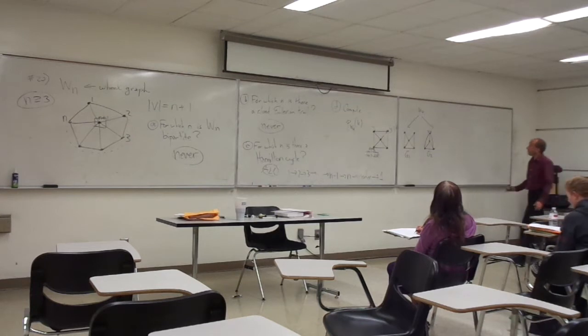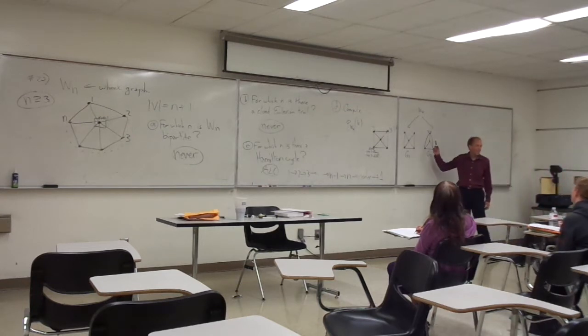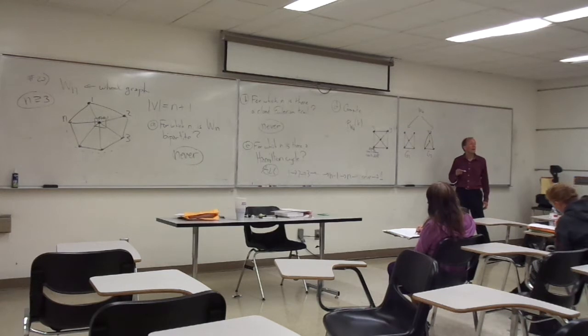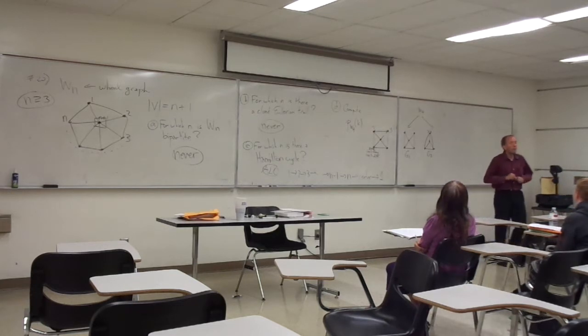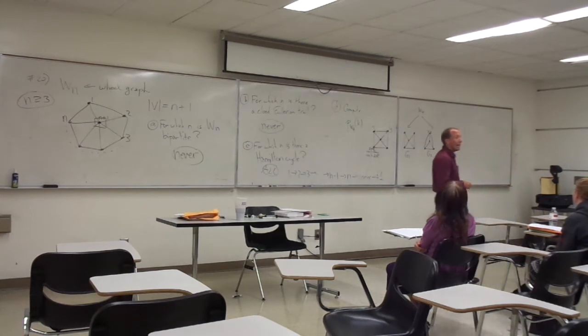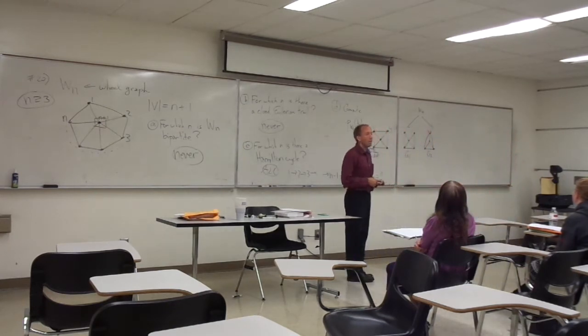That graph is actually what? It's what? It's the equivalent of the 3. Oh, it's a wheel 3? It is wheel 3, but it's also something else. It's K4. It's a complete graph on 4 vertices.